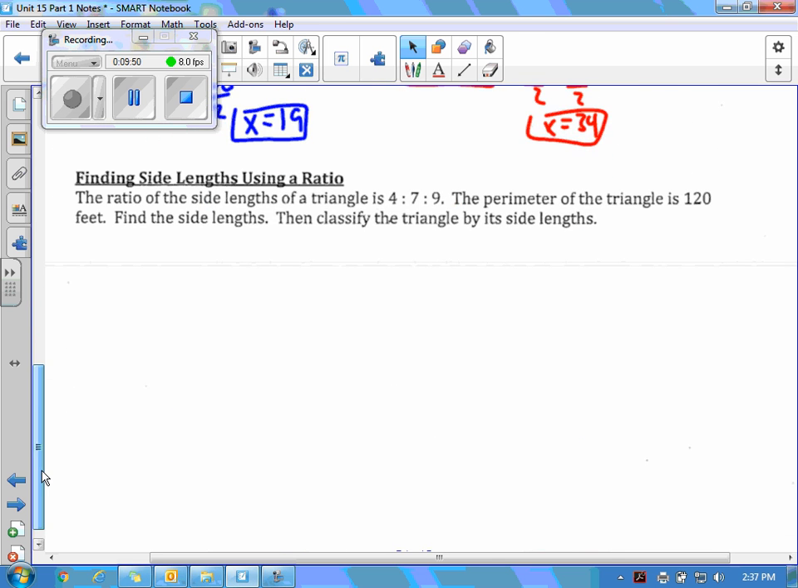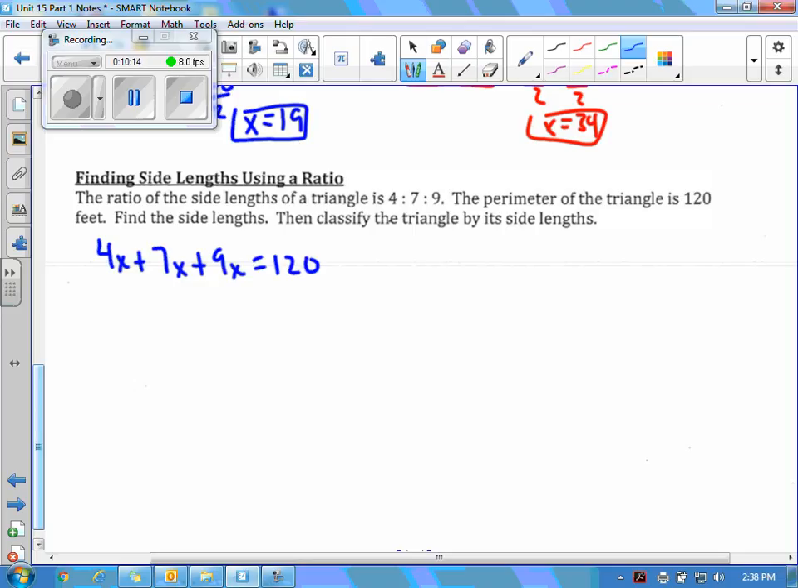On the bottom, we now have a ratio problem dealing with side length. The ratio of the side lengths of the triangle is 4 to 7 to 9, and it says the perimeter of the triangle is 120. Classify the triangle by side length. So just like we did with angles, when we're doing the ratio, we just add an x to each of these. And our side lengths are going to add up to our perimeter, which is 120.